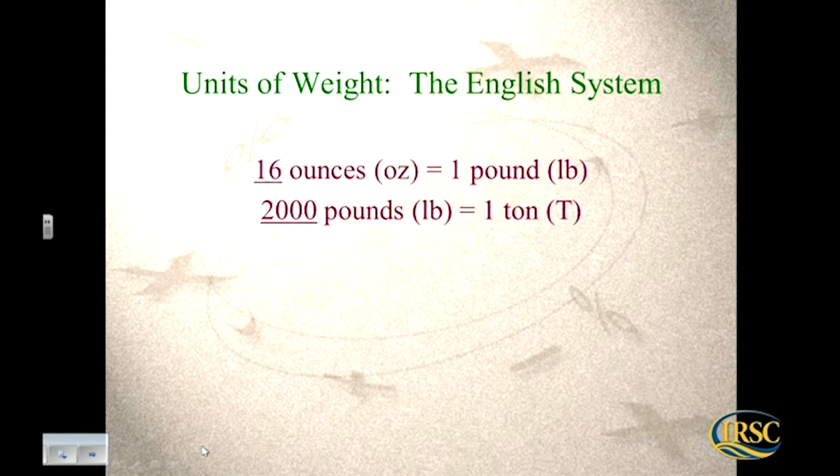That's very important. And notice that ounces is OZ, because the last letter sort of sounds like a Z, so it makes it a little easier to write there. And then pound is LB. We thank the English for these abbreviations.